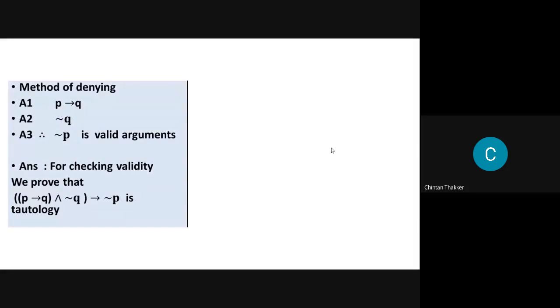Your conclusion is negation P, and the two arguments are P implies Q and negation of Q. This is the conclusion, negation of P. So we write the statement: P implies Q and negation Q, whole implies negation P. We check this statement, so we write the truth table. Check whether it is valid or not.